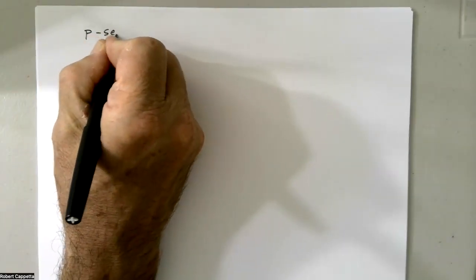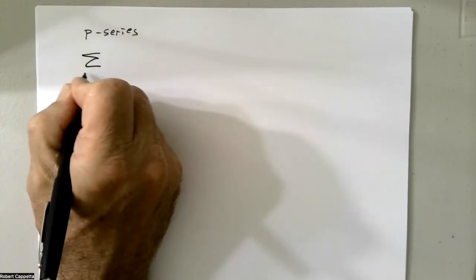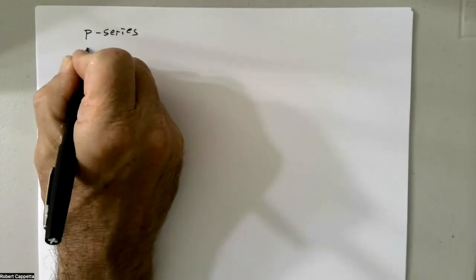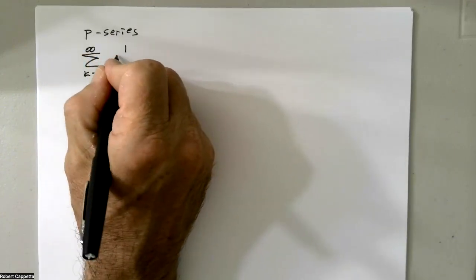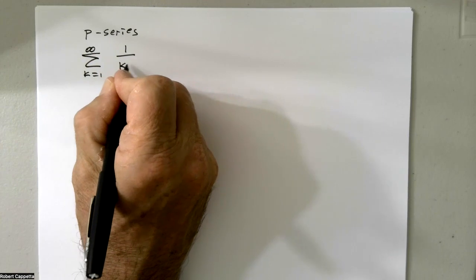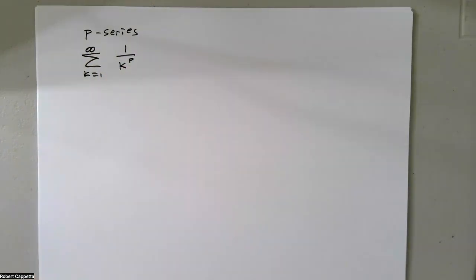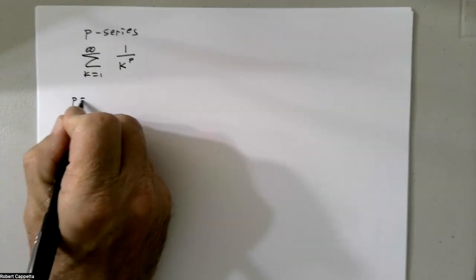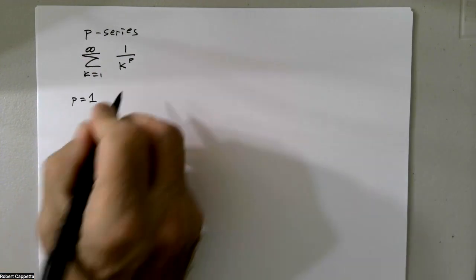Okay, we're going to look at P-series here. The P-series is of the form, the sum as k goes from 1 to infinity of 1 over k to the p. And let's look at a couple cases. Let's look at our first case when p equals 1. What's that going to give me?